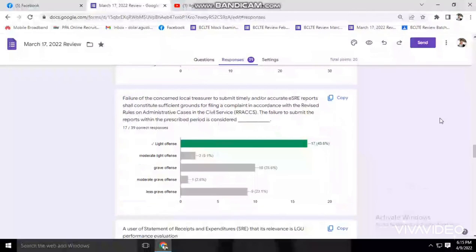Another one, the failure of the concerned local treasurer to submit timely and/or accurate ESRE report shall constitute sufficient grounds for filing a complaint in accordance with the revised rules on administrative cases in the civil service. The failure to submit the report within the prescribed period is considered what? 17 of them answered light offense, and that is correct.